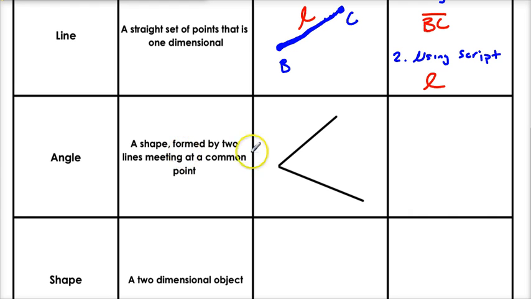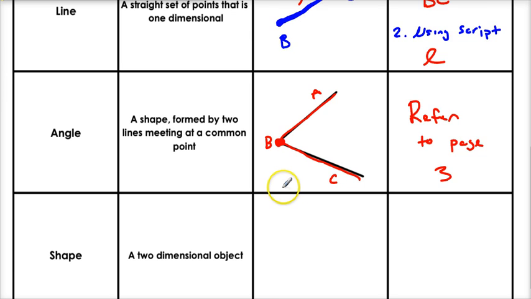Three, an angle. An angle is a shape formed by 2 lines that meet at a common point. So I've got a line right over here, and a line over here, and they meet at this point right here. We call that the vertex. And that's an angle: 2 lines that meet at a certain point. Now, this gets a little more complicated, so what we're going to write here is refer to page 3. We're going to come back to this.